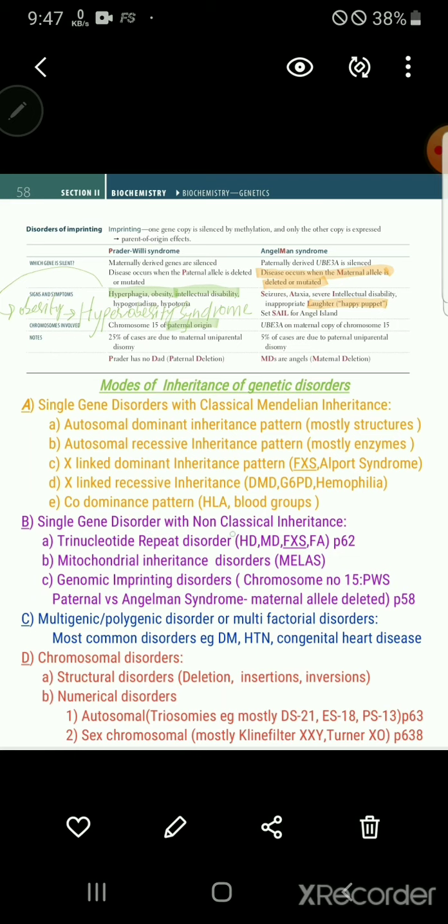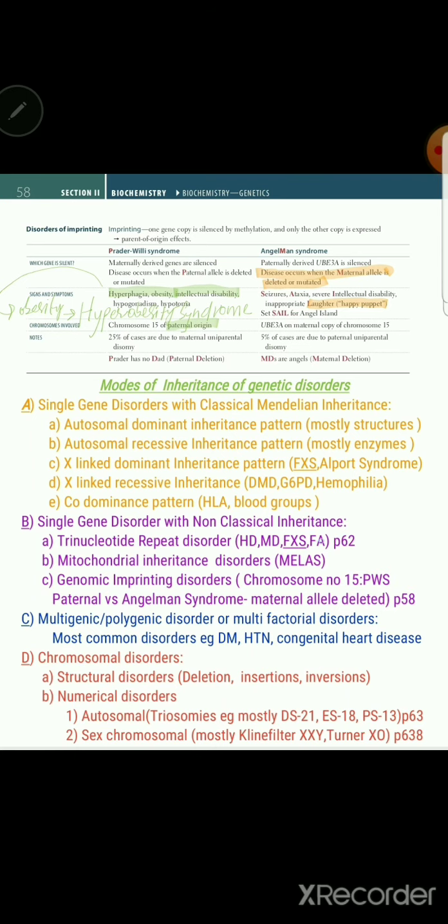And the next is single gene disorder with non-classical or non-Mendelian transmission pattern. So they can also be called non-classical inheritance disorders, but of single gene. They are trinucleotide repeat disorders like Huntington disease, myotonic dystrophy, Fragile X syndrome, and Friedreich ataxia. Fragile X syndrome is also in X-linked disorders because it is an X-linked disorder, Fragile X chromosome, but because it is a trinucleotide repeat expansion, it is also included in this other category, that is single gene disorder with non-classical inheritance.